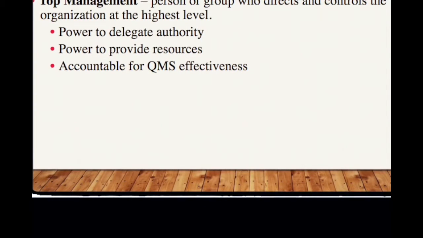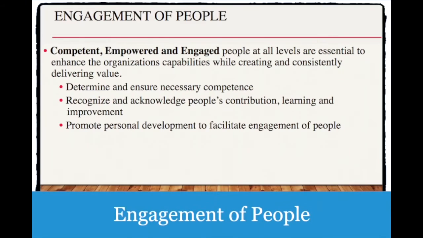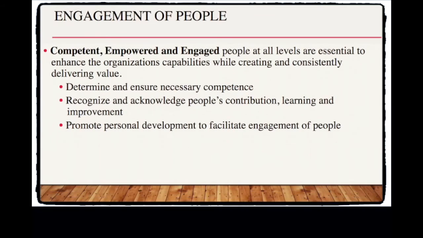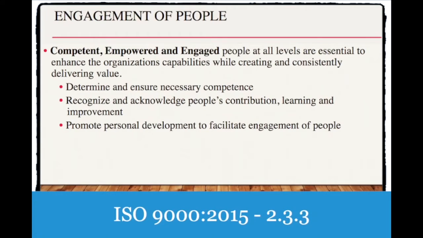The next quality management principle is engagement of people. Competent, empowered, and engaged people at all levels of the organization are essential to enhance the organization's capabilities while creating and consistently delivering value to the customer and other interested parties.